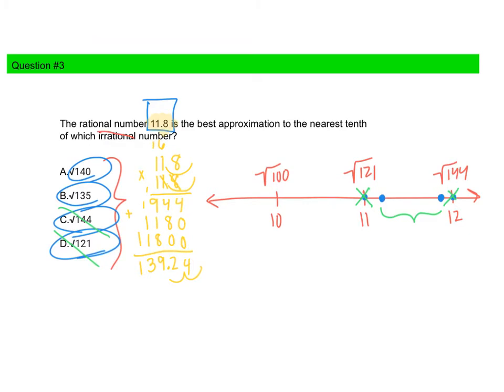So 11.8 squared is the same as 139.24. So what is that closer to? 140 or 135? Well, this is closer to 140. It's closer to this one right here on my number line. So A is the correct answer here. Okay, let me know if you have any questions before we move forward.